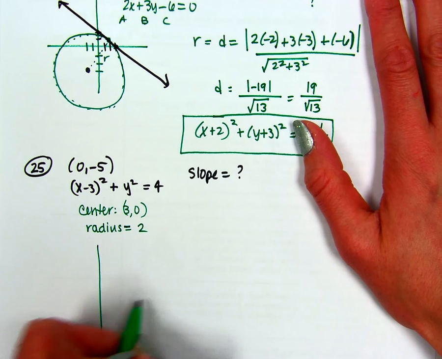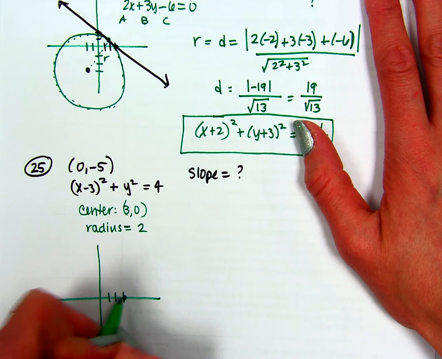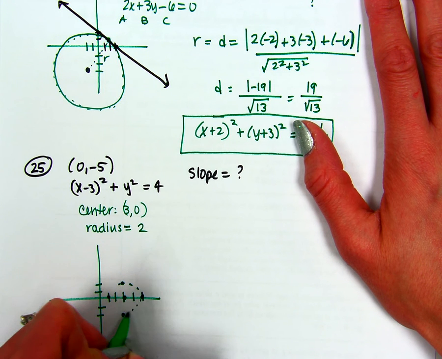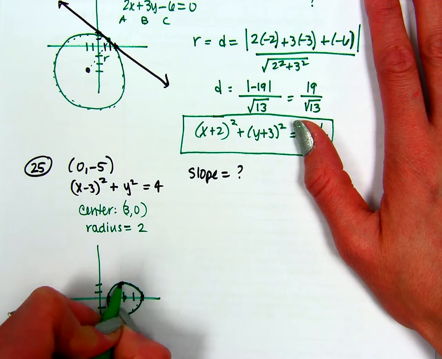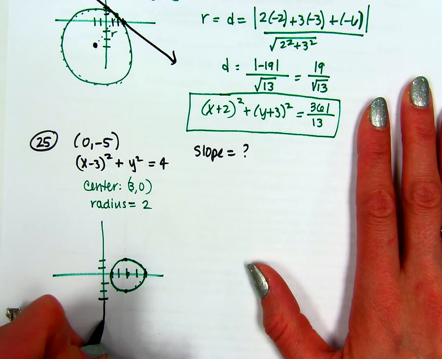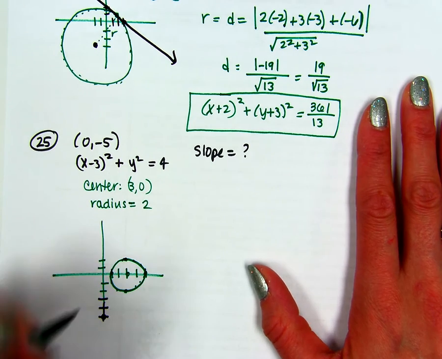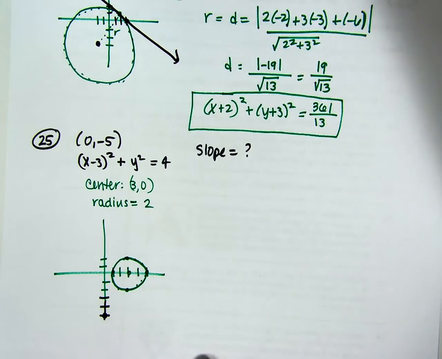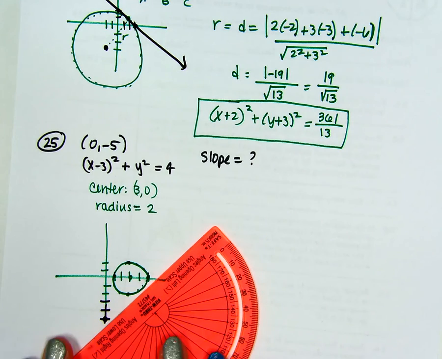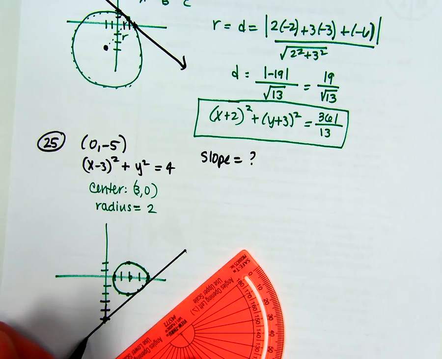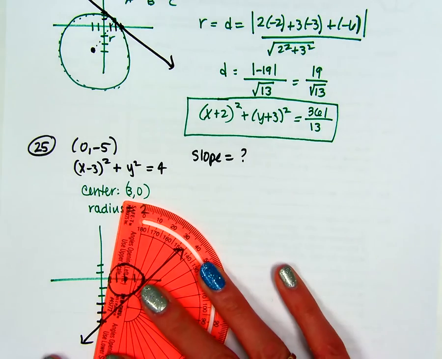All right, so I have a circle at 3, 0, and I'm going to go up 2, down 2, left 2, and right 2. Okay, so here's my circle. It says from the point 0, negative 5, which is down here, tangent lines are drawn. So a tangent means that it's going to touch my circle in 1 place, but there's 2 tangent lines. So I can have a tangent down here, right? It's a line, so I guess it goes on forever. And another one over here.